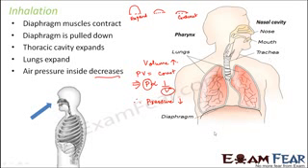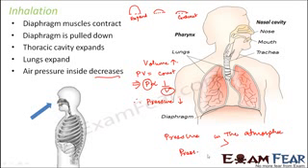So in this case, due to the contraction of the diaphragm, the pressure inside the lungs decreases. So what happens is, the pressure outside, in the atmosphere, is greater than the pressure inside the lungs.